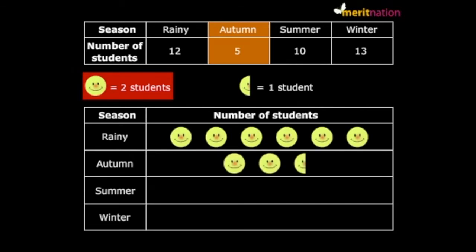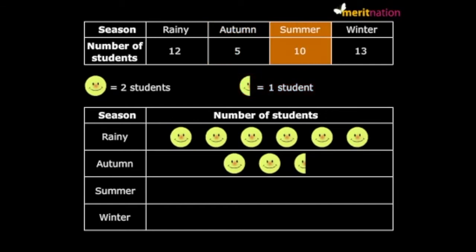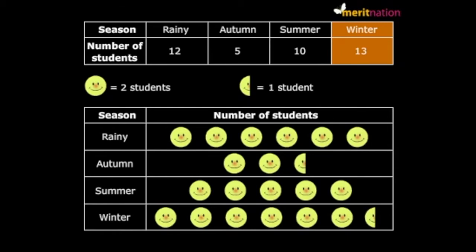There you go. 2.5. 2 pictures, that is equivalent to 4 students. And we are talking about 5 students. So we need 1 more student. And as I discussed, that means half a smiley. Summer, 10 students, 5 pictures. Winter, 13 students, so 6 complete pictures for the 12 students, and for the 13th student, half a picture again. You saw that? That's a nice and interesting way of representing data.